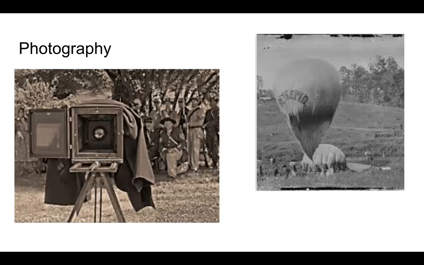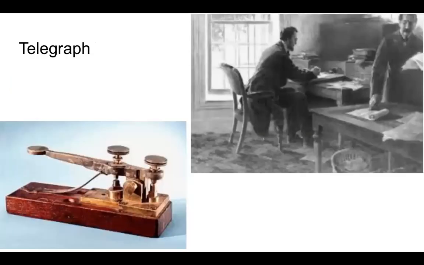The picture on the right there is a photo of one of the ways they were doing reconnaissance. This is with a hot air balloon. They would float these hot air balloons to find out information about where troop movements were. The telegraph, so this is an image on the right there of Lincoln in the telegraph office. Sometimes he would just spend all night there keeping track of where the different troop movements were and that sort of thing.